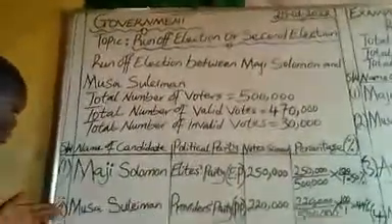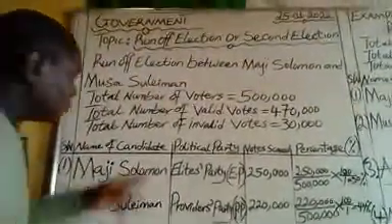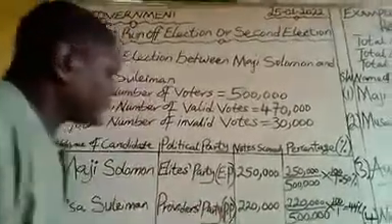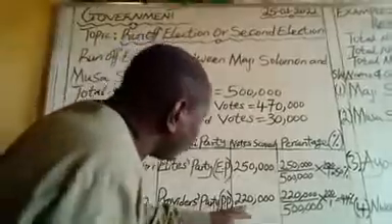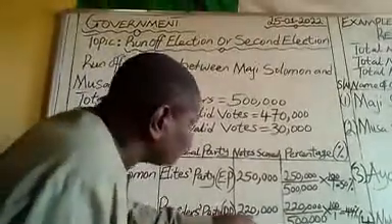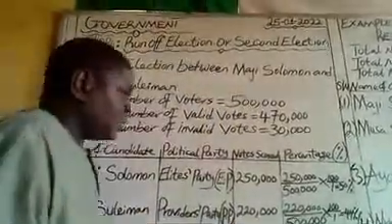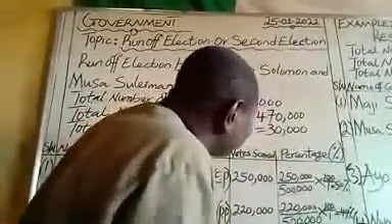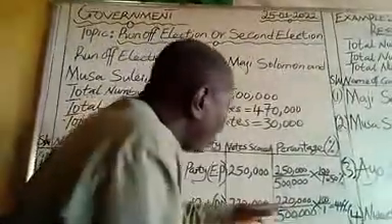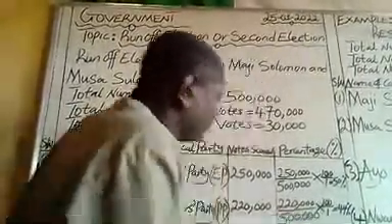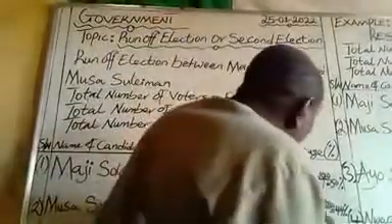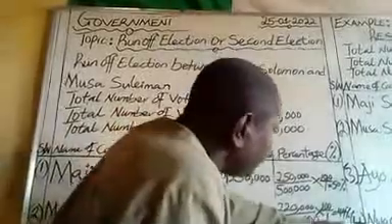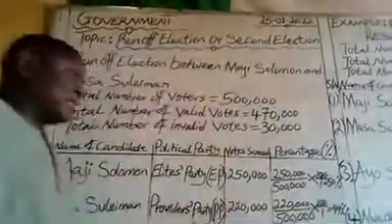Okay. Musa Suleiman, political party, Providers Party, PP. He scored 220,000 votes. Percentage now. 220,000 all over 500,000 times 100 over 1. He got 44%. Alright?